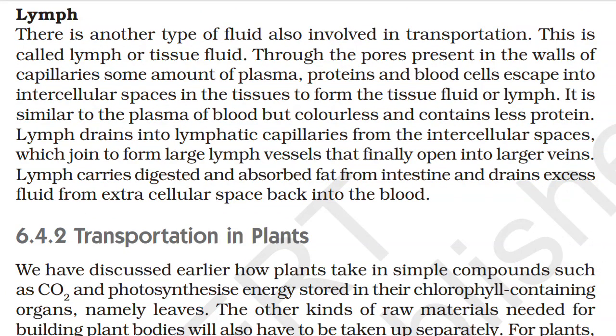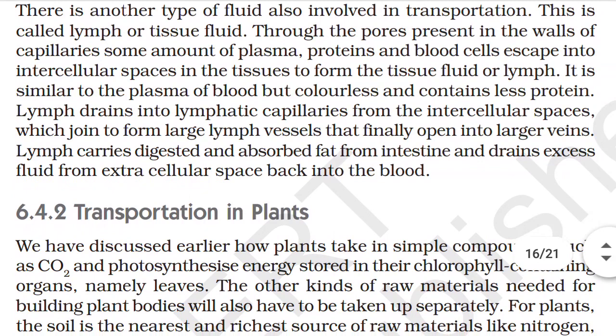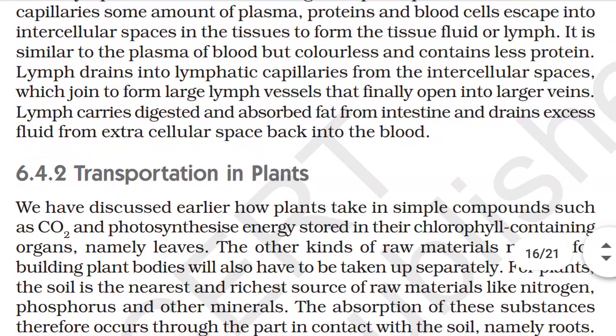Lymph. There is another type of fluid also involved in transportation. This is called lymph or tissue fluid. Additional knowledge: the system in which the lymph is transporting the materials is called the lymphatic system. Through the pores present in the walls of capillaries, some amount of plasma, proteins and blood cells escape into intercellular spaces in the tissues to form the tissue fluid or lymph. It is similar to the plasma of blood but colorless and contains less protein.